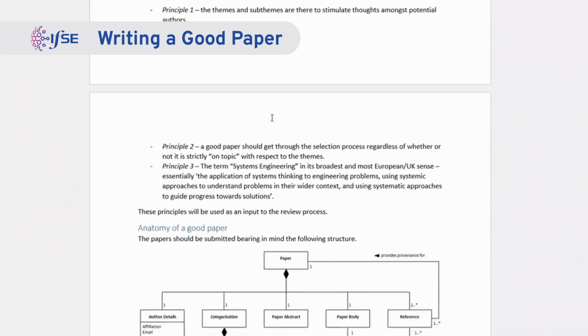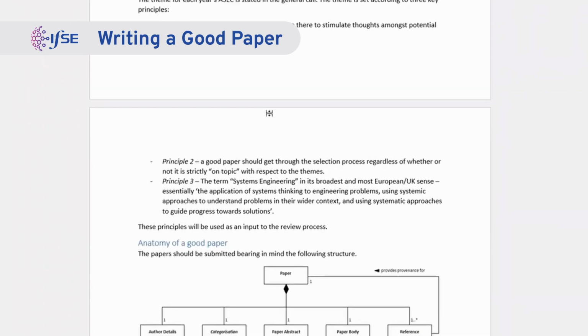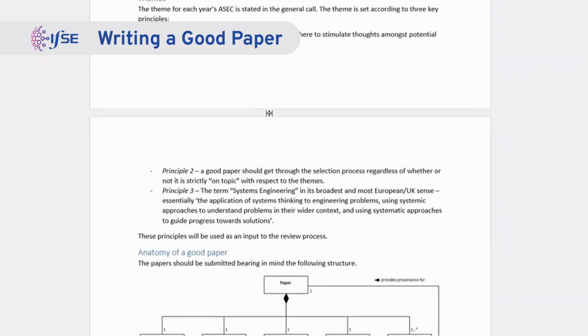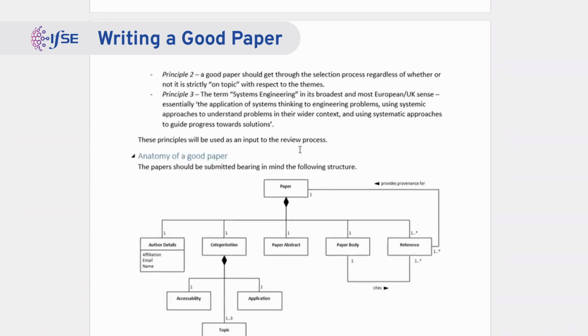We have a theme each year, and it's important. This theme is important because it gives us something to hang the conference around. The papers don't have to fit the theme exactly, but it is recommended that you try to. But we're not going to rule you out because you haven't fit the theme exactly, and that's quite important.